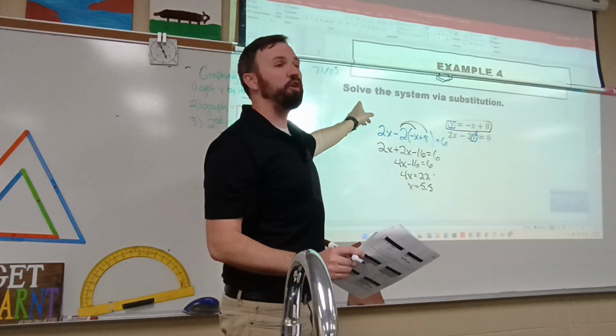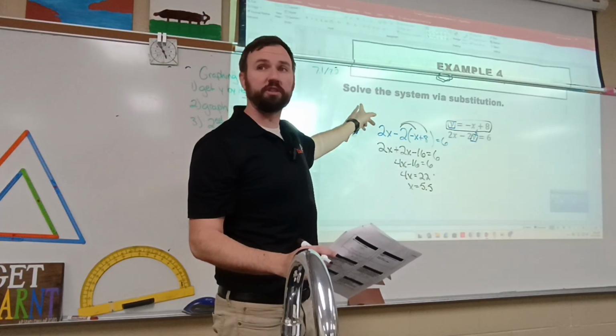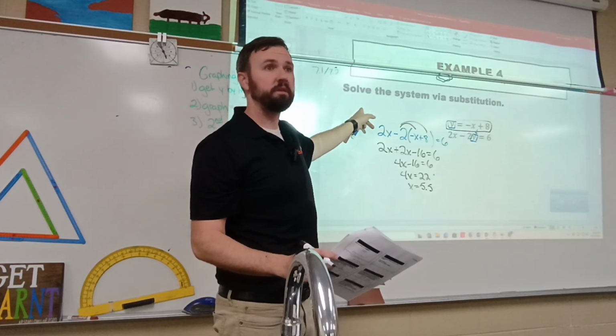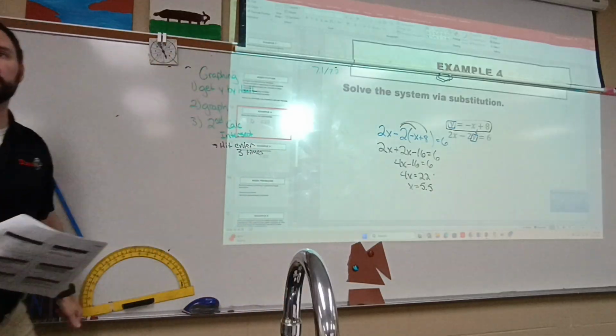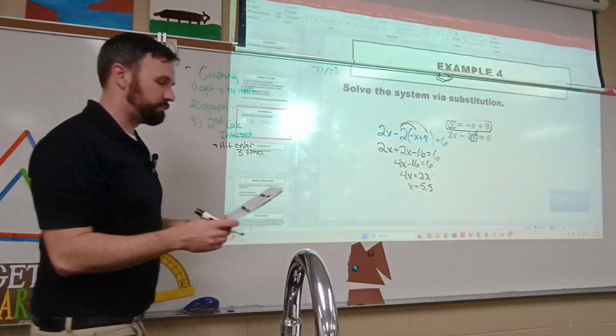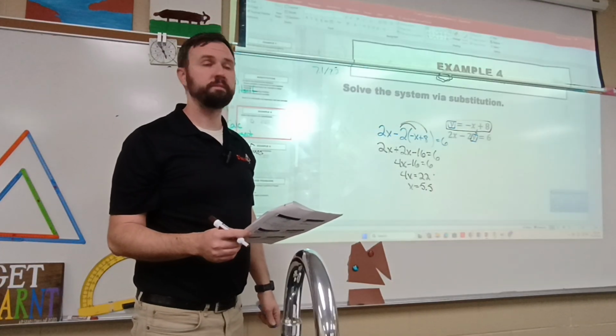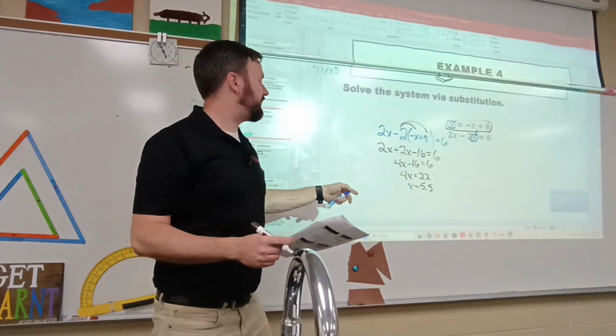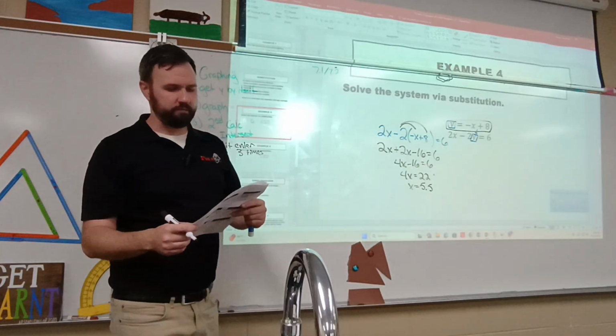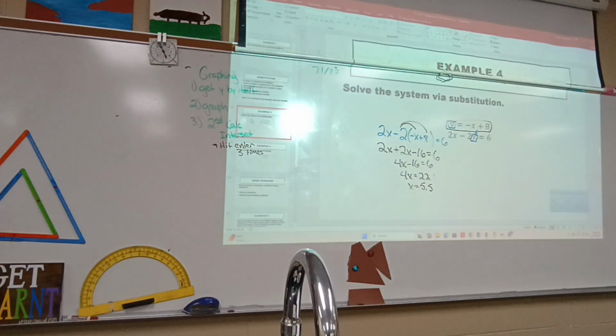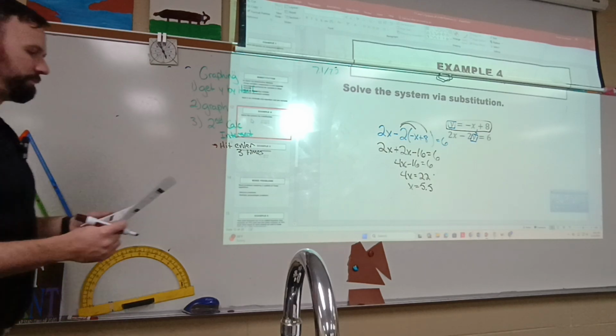So if you ever have x by itself or y by itself, what's going to be your best way to do this problem? Substitution. Substitution is by far going to be your quickest way to do it. That's our next one. I'll go over that for our next example.